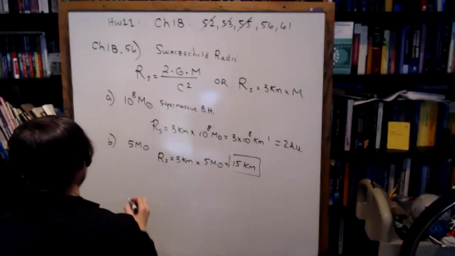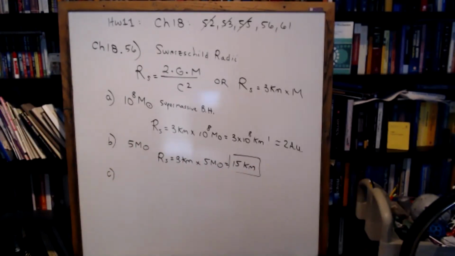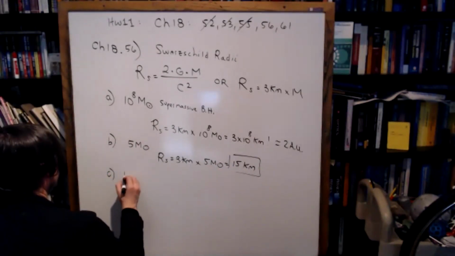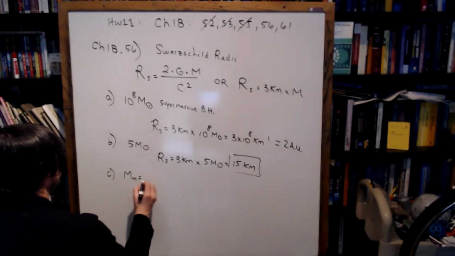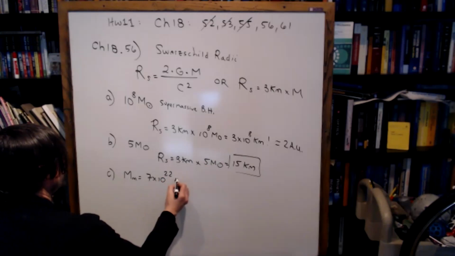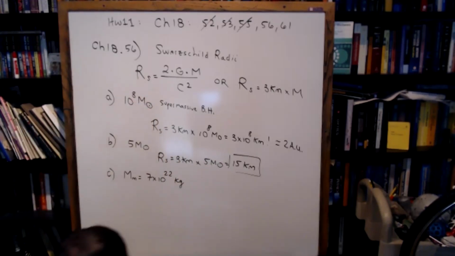15 kilometers. Part C, a mini black hole with the mass of the moon. The mass of the moon is 7 times 10 to the 22 kilograms. We should probably use the MKS version for this.